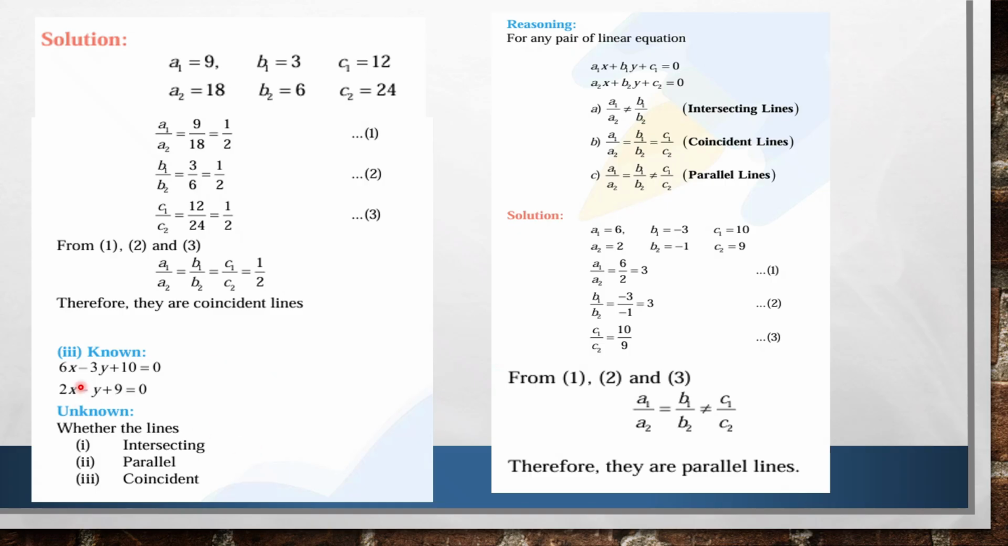Third one, 6x minus 3y plus 10 is equal to 0. 2x minus y plus 9 is equal to 0. Again, here a1 by a2 is equal to 3, b1 by b2 is equal to 3, c1 by c2 is equal to 10 by 9.